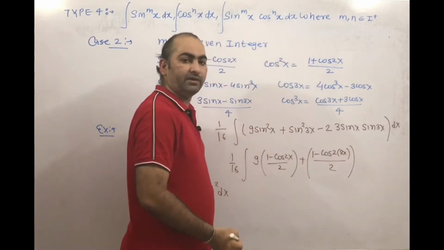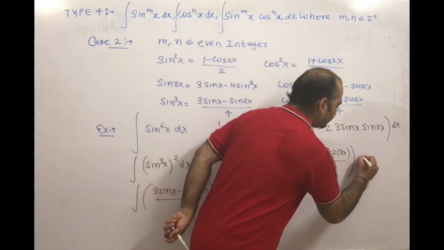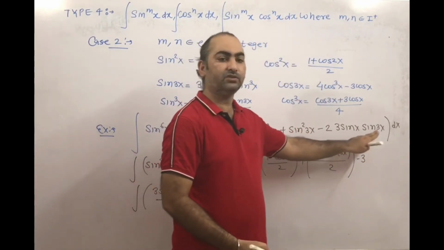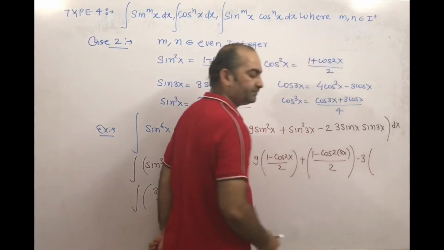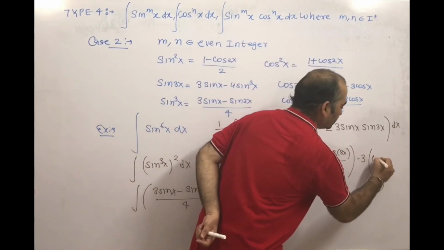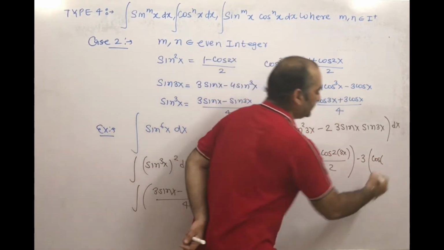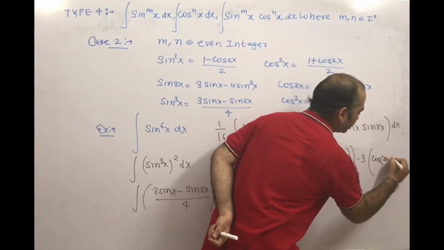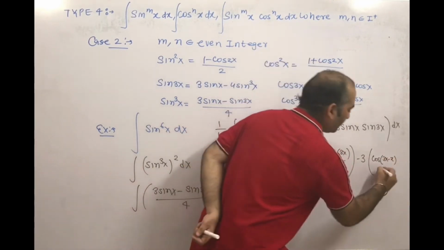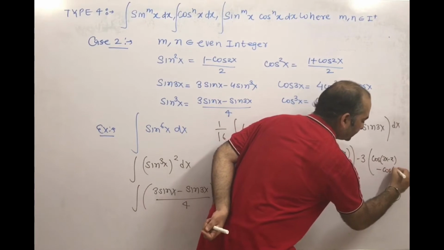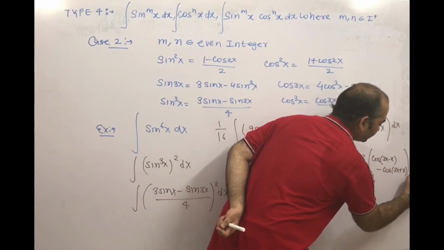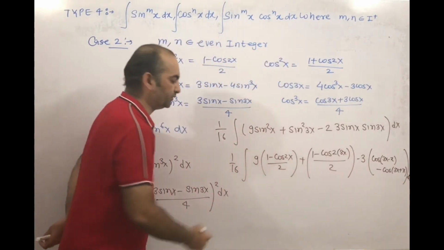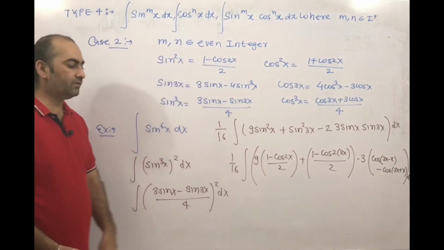Here what you will do? Minus 3 as it is, 2 sine x into sine 3x. So 2 sine x into sine 3x, we can write as cos of 3x minus x minus cos of 3x plus x, dx. This formula we will use.